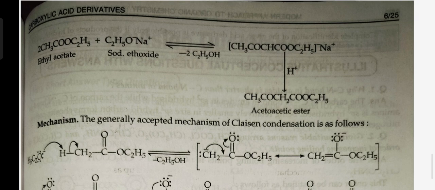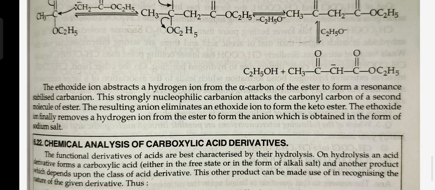Mechanism. The generally accepted mechanism of a Claisen condensation is as follows. The ethoxide ion abstracts a hydrogen ion from an alpha carbon of the ester to form a resonance stabilized carbanion. This strongly nucleophilic carbanion attacks the carbonyl carbon of a second molecule of ester. The resulting anion eliminates an ethoxide ion to form the keto ester. The ethoxide ion finally removes a hydrogen ion from the ester to form the anion, which is obtained in the form of a sodium salt.